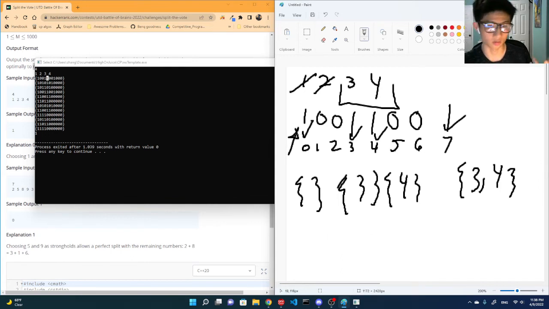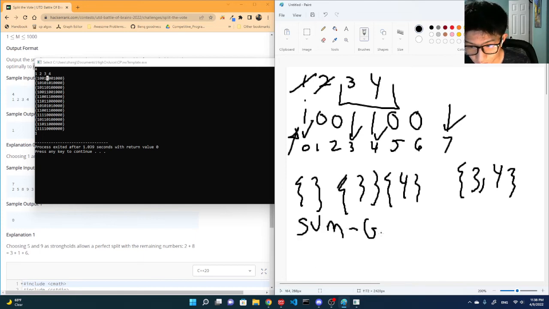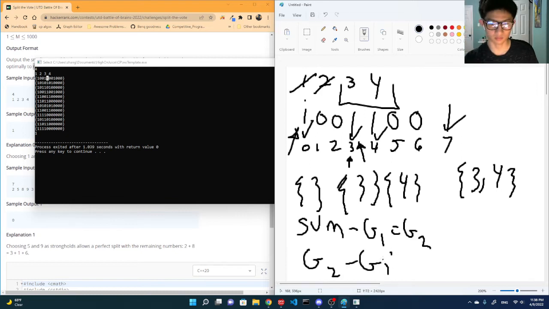Okay. So what we can do is we can loop through the whole bit set. Bit set is just a group of bits, like an array of bits. We're going to go through it, and if there's a 1, let's do the formula. Sum minus group 1, assuming this is group 1. Group 1 will be the index. It's group 2, and then we subtract group 2 minus group 1. Get our difference. That's going to be how it's going to roll.